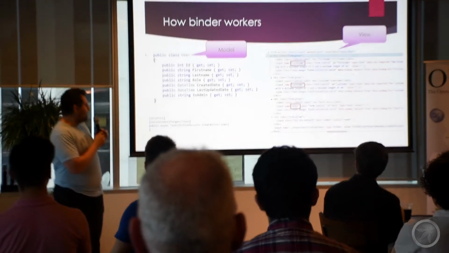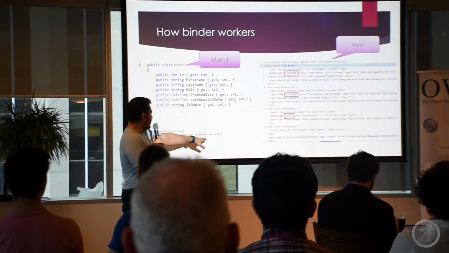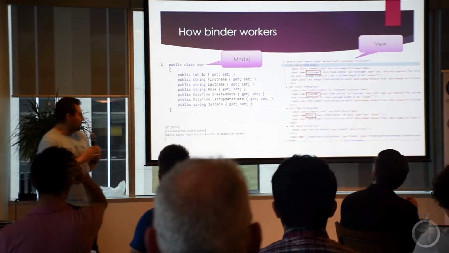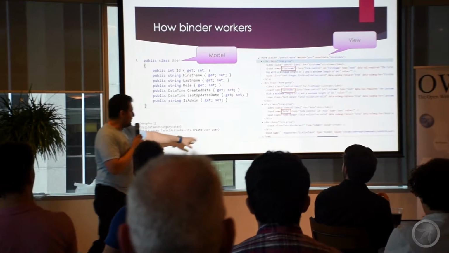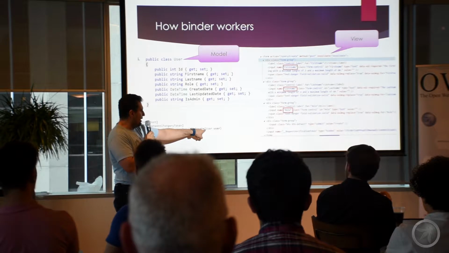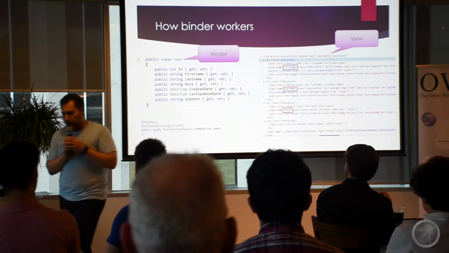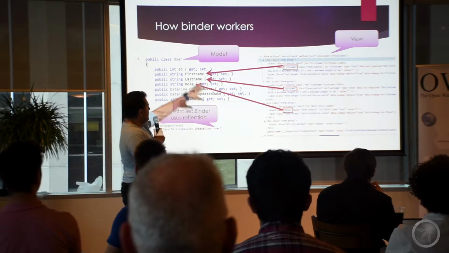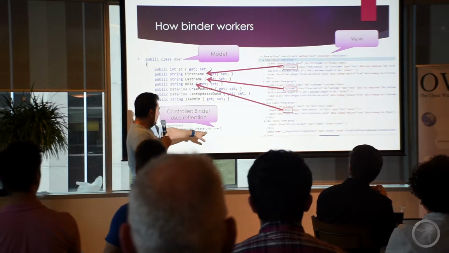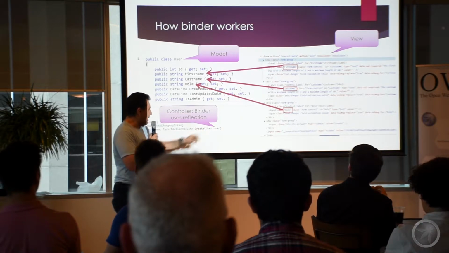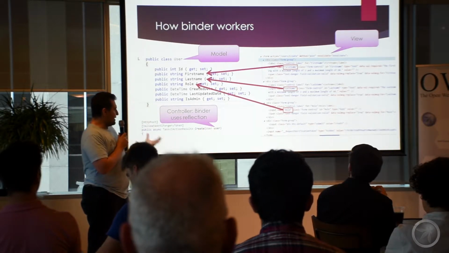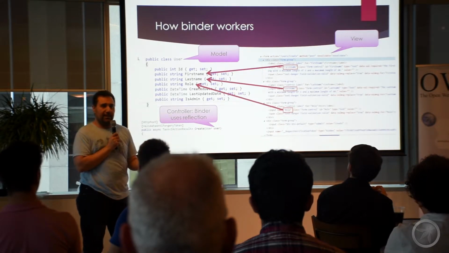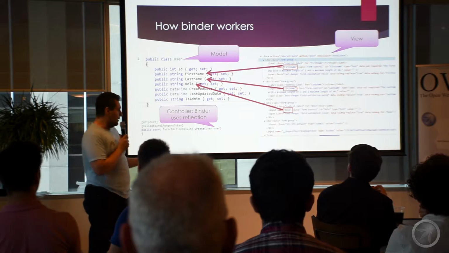Okay, so how does the binder work? How is that data converted to a user object? There is something called the binder, which we don't see here. If we don't specify a specific binder in the method, it will use the default binder. When that data is posted to the controller, it will say, okay, this method is expecting an object of type user. So the first thing it's going to do is create an instance of that object.